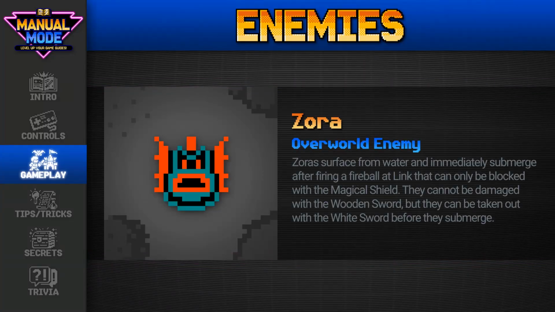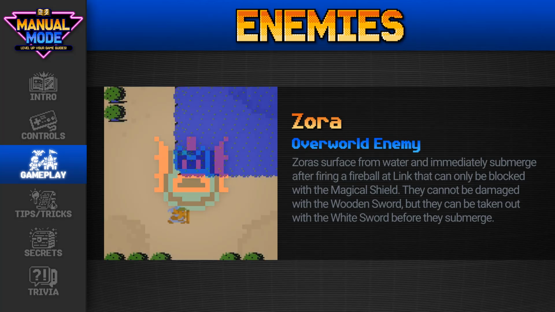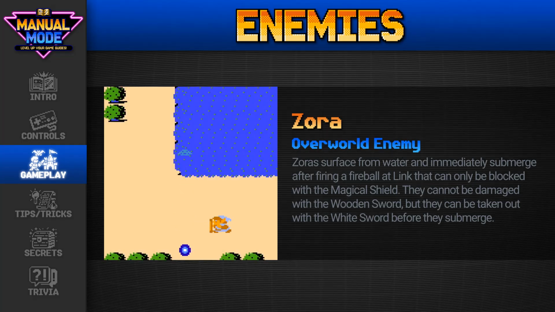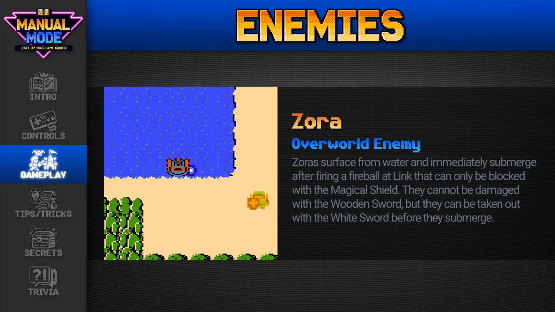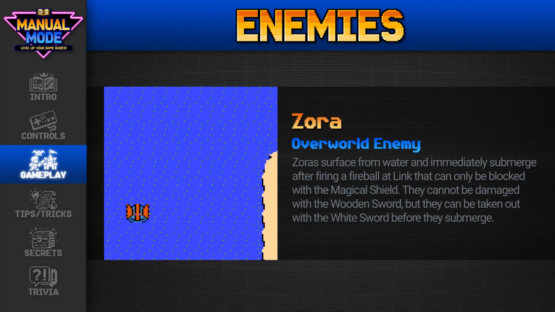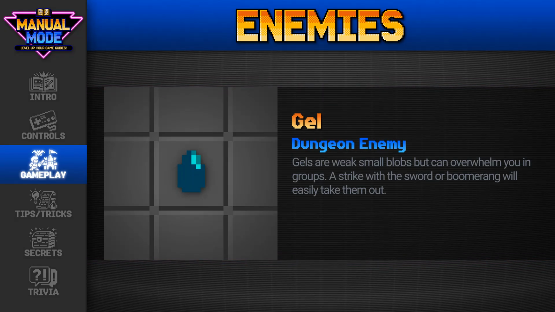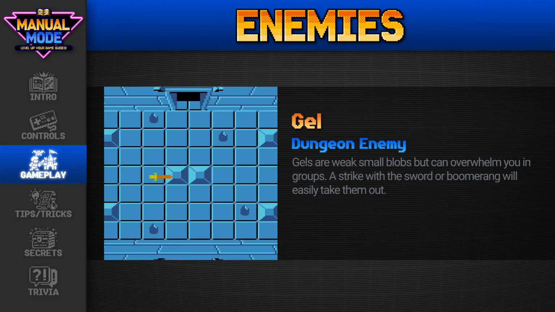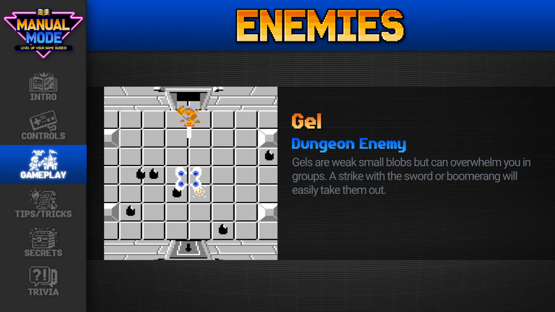Zoras surface from water and immediately submerge after firing a fireball at Link that can only be blocked with the magical shield. They cannot be damaged with the wooden sword, but they can be taken out with the white sword before they submerge. Gels are weak small blobs, but can overwhelm you in groups. A strike with the sword or boomerang will easily take them out.